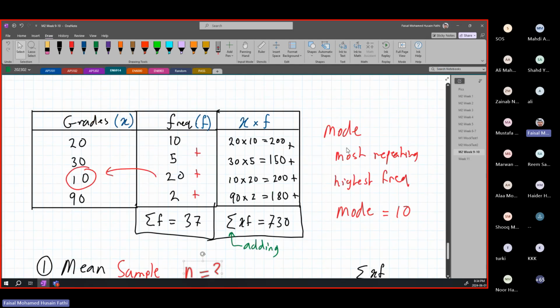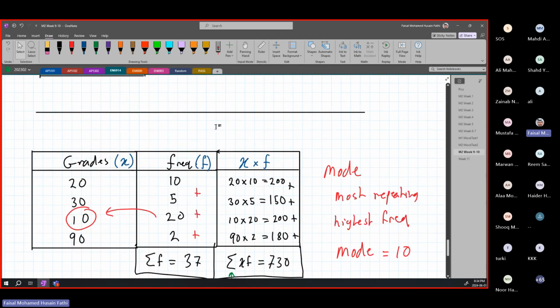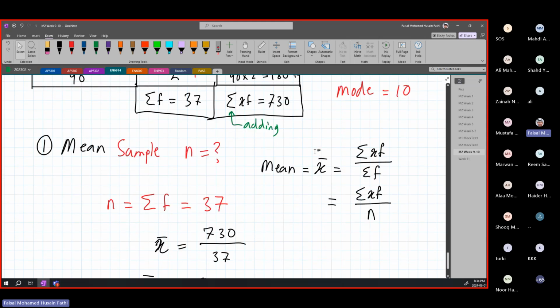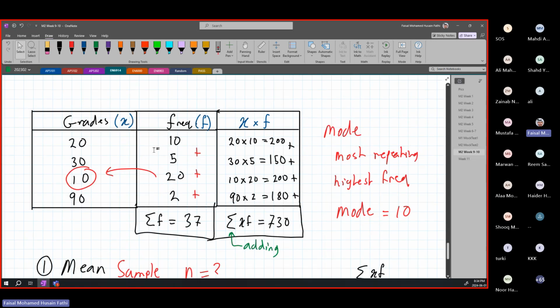And for the mean, what we have to do is multiply our data point, which is 20, meaning the grade 20, by the frequency, and you will do this for all your data points, and then you will add them all together. Once you add them all together, you can find x bar, or the mean, by using this simple equation: you're dividing the total grades that you have summed up by the total frequency, or the total number of students in the class.